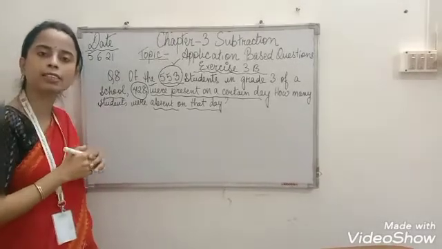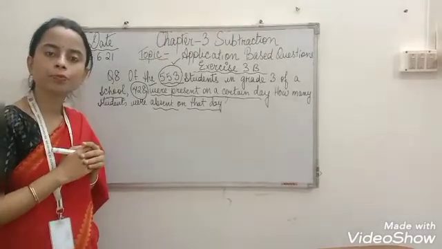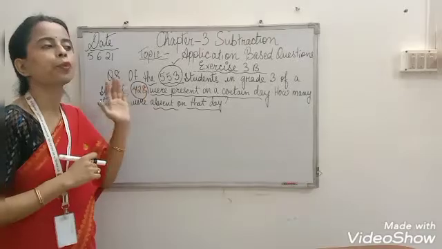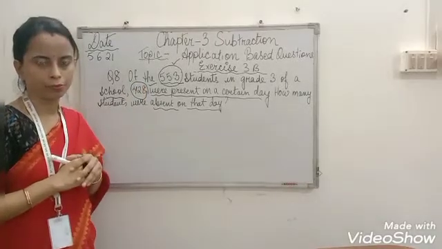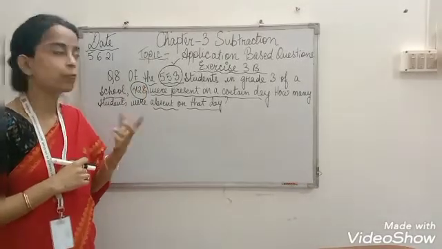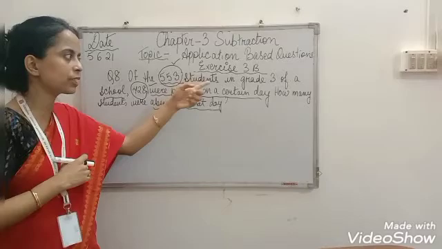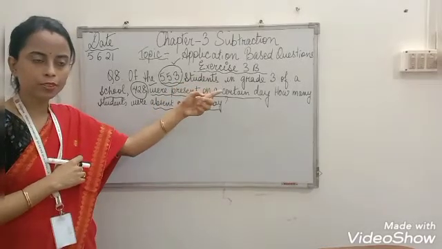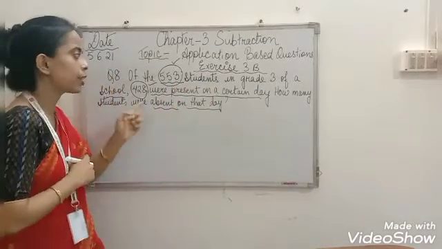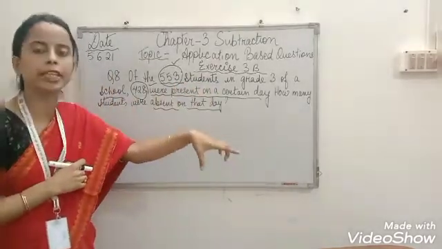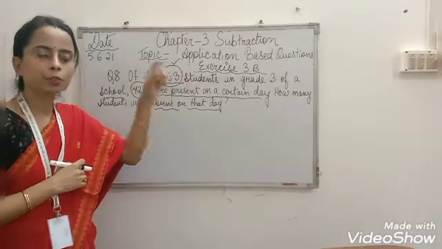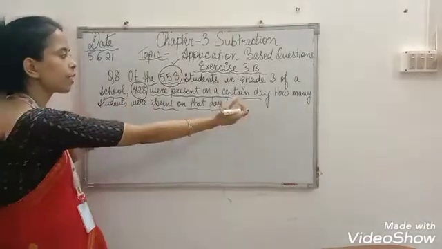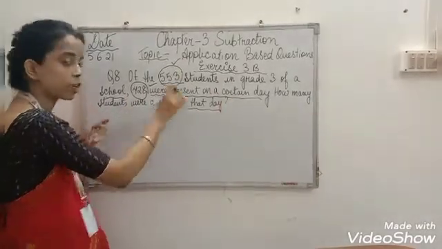How to find out this answer? For this, we need to subtract. What are we going to subtract? Total number of students in grade 3, out of that, the number of students present on a particular day. We will subtract. Then we will get the number of students absent on that day.